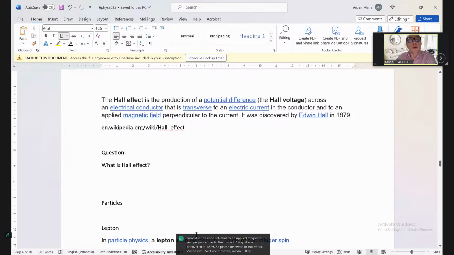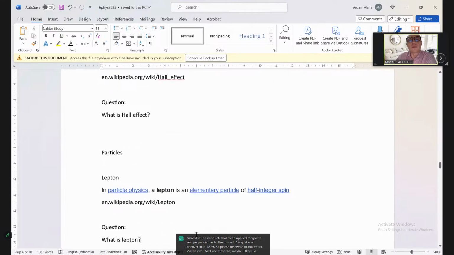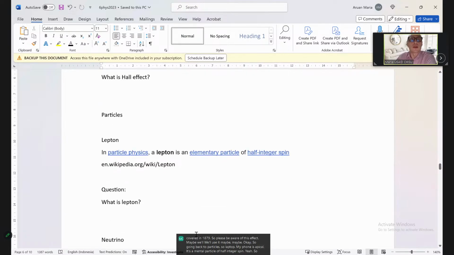Okay. So going back to particles, a lepton is a particle. It's an elementary particle of half-integer spin. So it's from Wikipedia. You can check out the textbook or Wikipedia or my website or whatever.